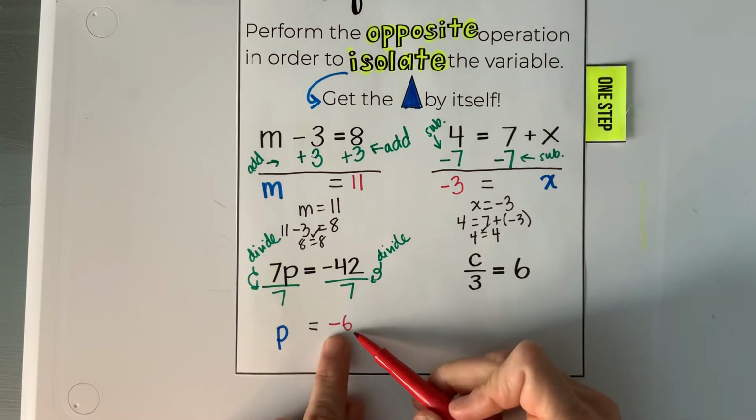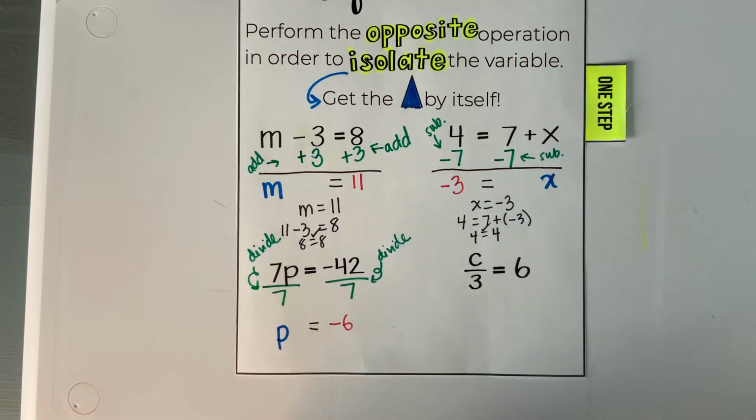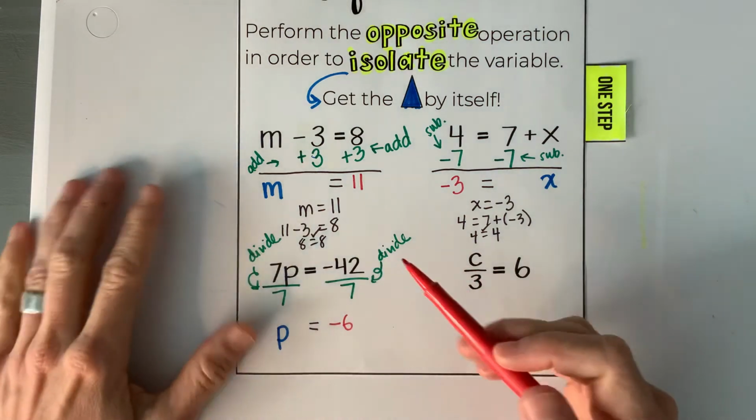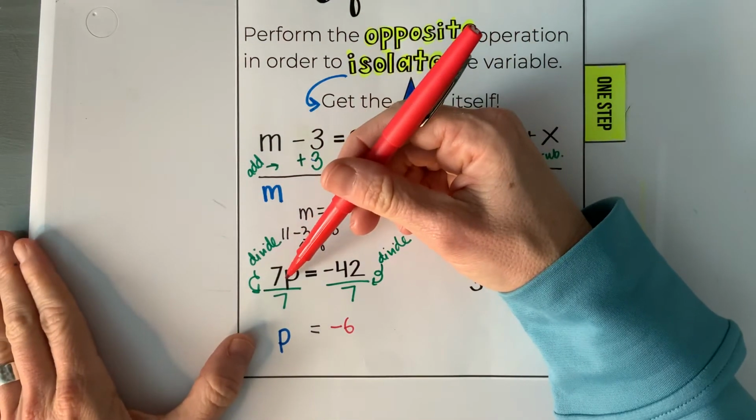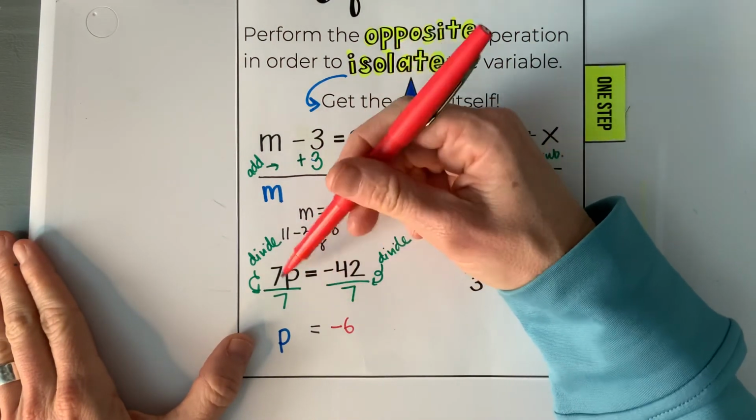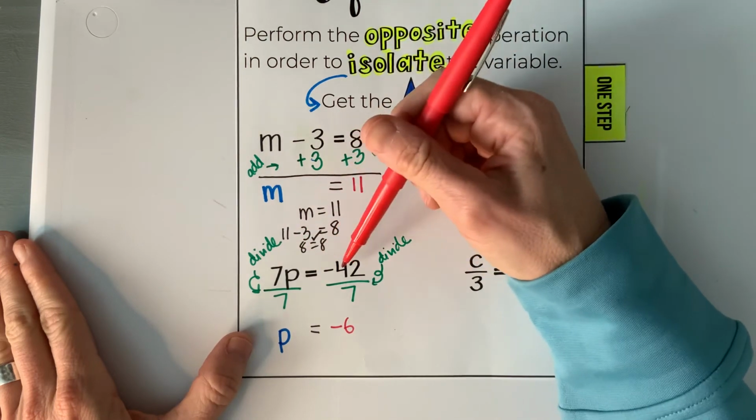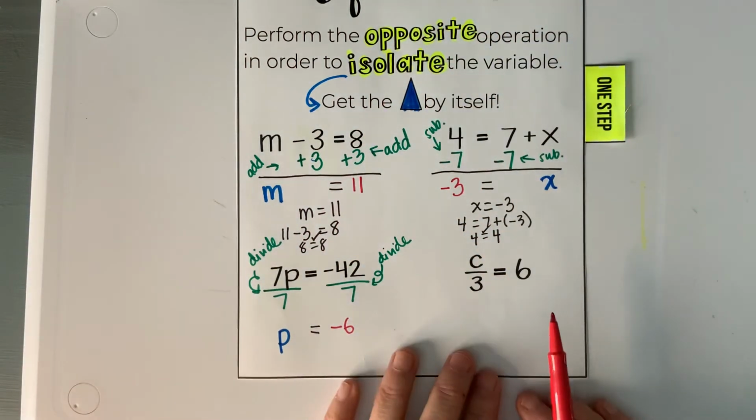Okay, so now let's take this negative 6 and substitute it in for p in order to check to see if we're right. 7 times negative 6 is negative 42. Negative 42 is equal to negative 42. Okay, check. We got it.